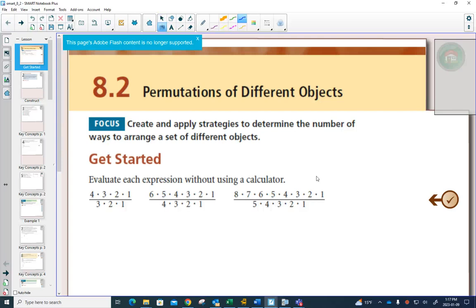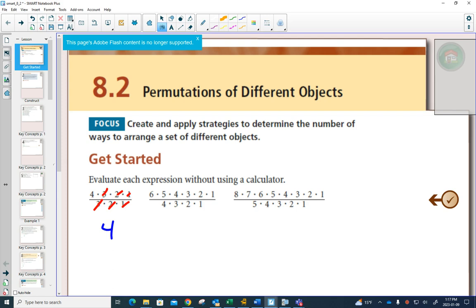You did. Did you get 4 for the first one? Now, you could have done 4 times 3 times 2 times 1 and got 24 on the top, and 3 times 2 times 1 and got 6 on the bottom. But I think it's a lot easier to notice that the 3's would simplify, the 2's would simplify, and when they simplify, they all turn into 1 over 1, so you just get 4.